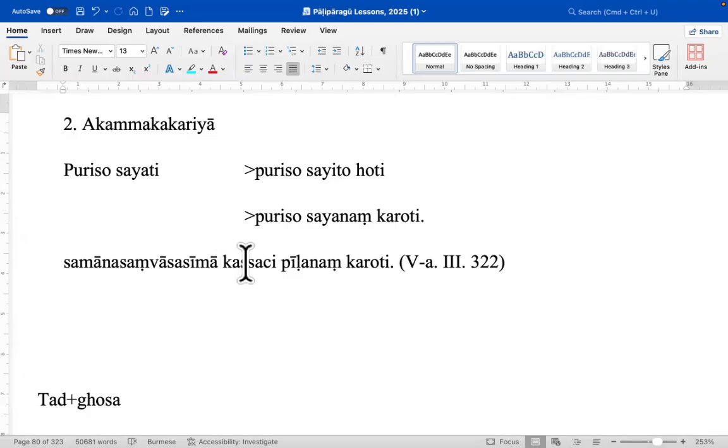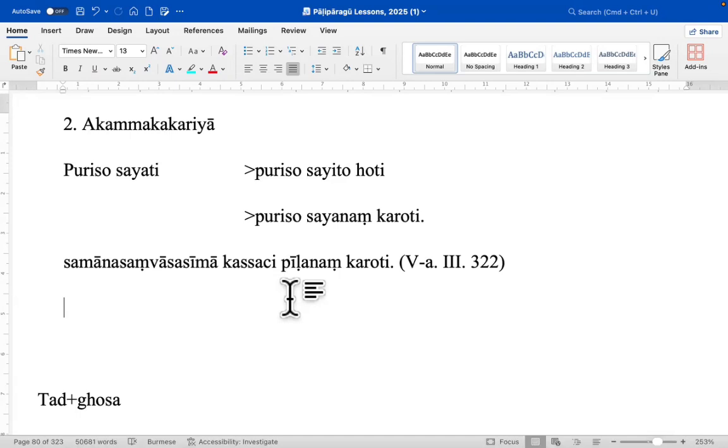So in this case, why not here Kasaji, maybe Kanji, Pilana Karoti? Because karoti can have two objects like Vikatikamma, original object and secondary object, which we call objective complement in English. What would you say? So you said that Pilanang is the bhava. It does not modify that person. It refers to a state.